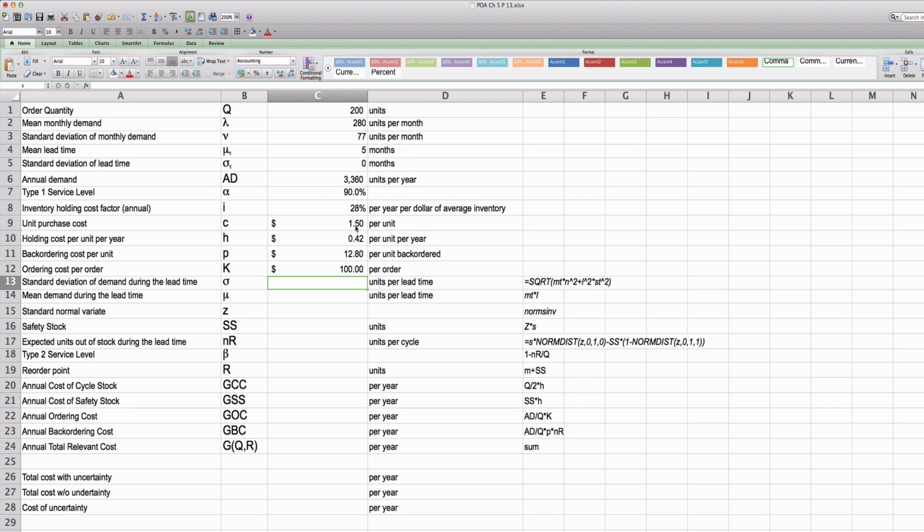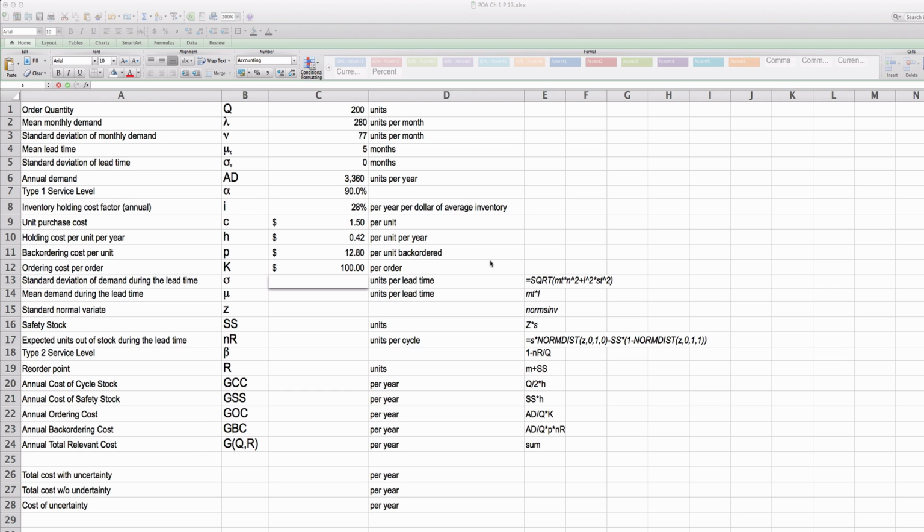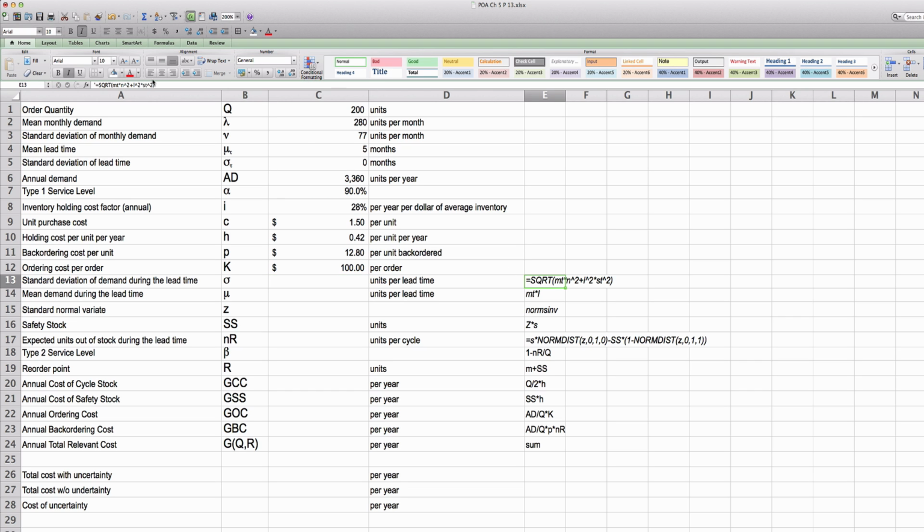Now I need to calculate the standard deviation of demand during lead time. Remember, this is my measure of uncertainty, the convoluted combination of demand and lead time uncertainty. We can simply calculate it using the Excel formula that you see given to the right. So because I'm lazy, I'm simply going to go ahead and copy this formula.